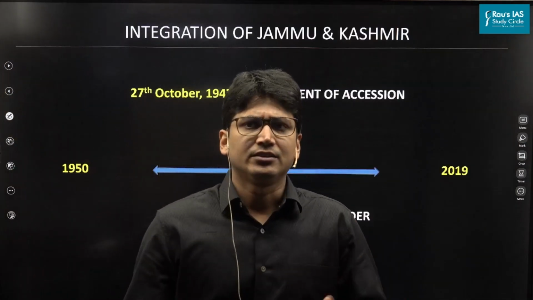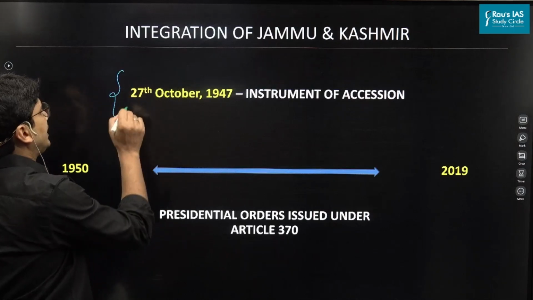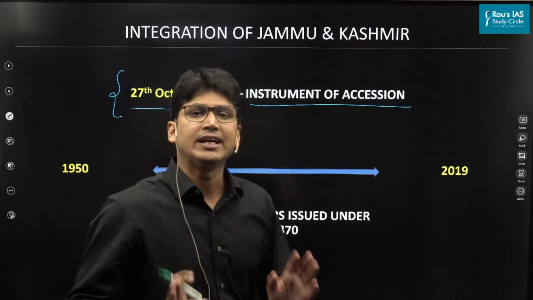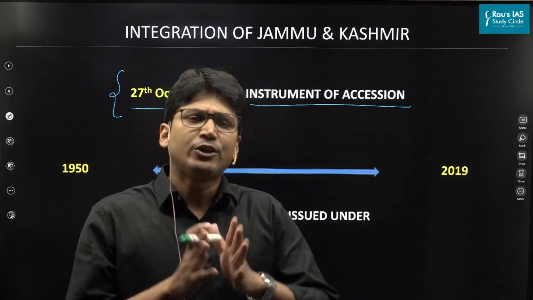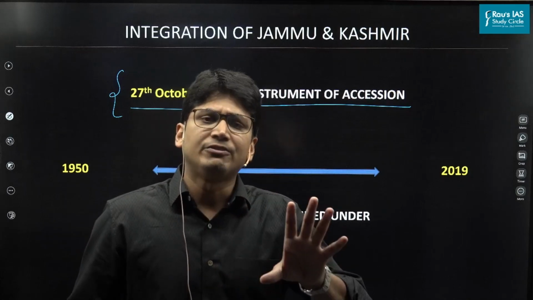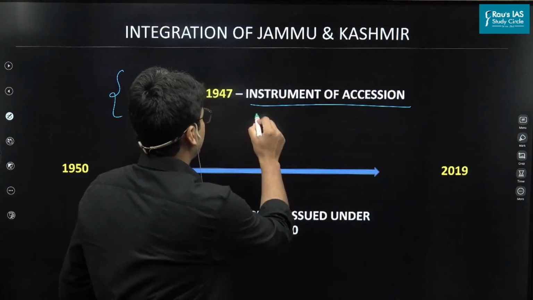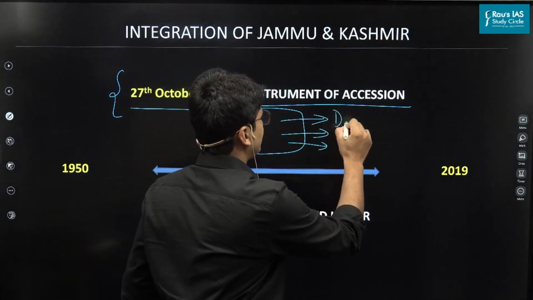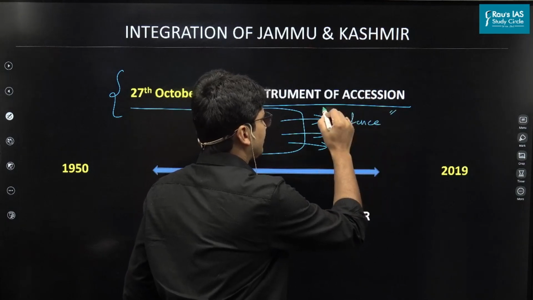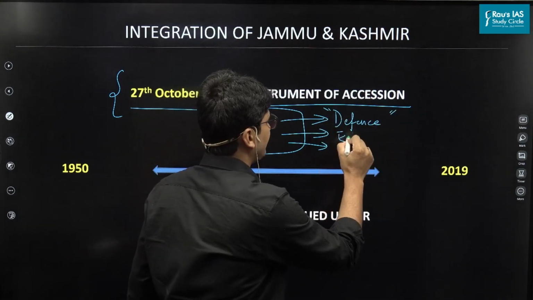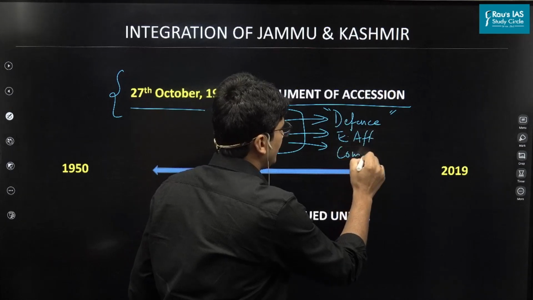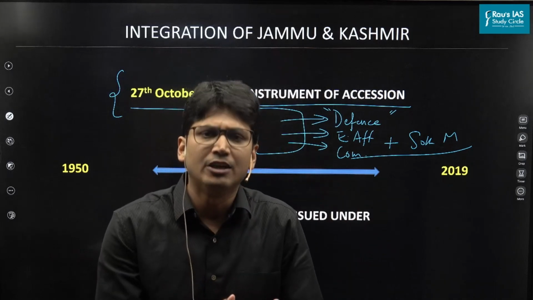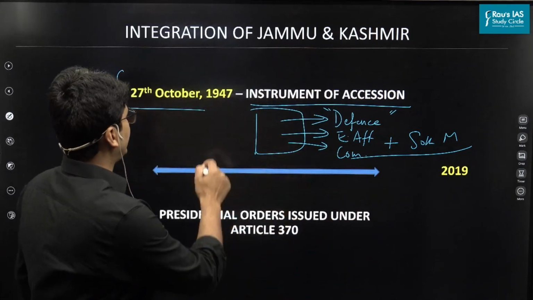To understand this, let's go back to 27th October 1947, when the instrument of accession was signed between Jammu and Kashmir and the government of India. The instrument of accession provided that the government of India can make laws for Jammu and Kashmir on three matters, mainly defense, external affairs, and communication, along with some other matters. So, these were the areas on which the government of India could make laws for the state of Jammu and Kashmir.